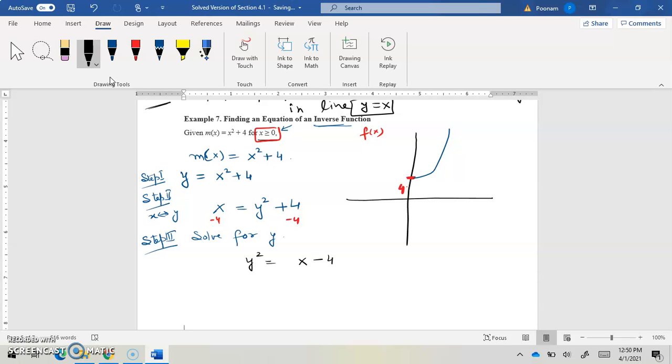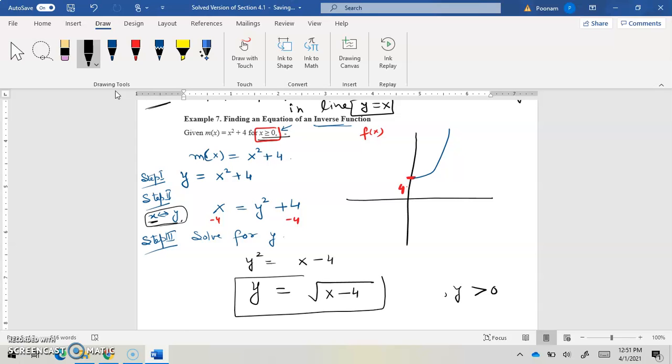Now we'll have to take square root. So y would be equal to, now you know that when we take square root we have to put a plus minus sign, but if you remember we replaced x by y, right? So y has to follow whatever properties x is following. X is positive, that means y also has to be positive, so that's why we have to only take positive value. So y would be equal to square root of x minus 4.